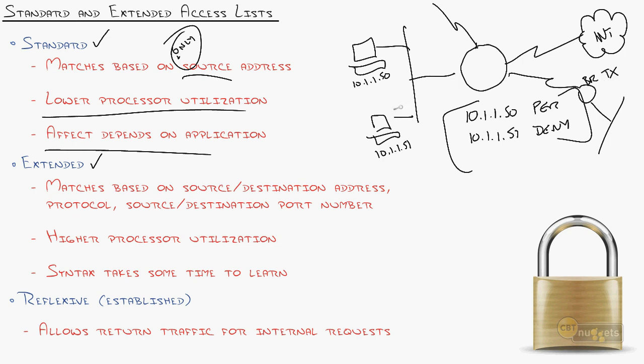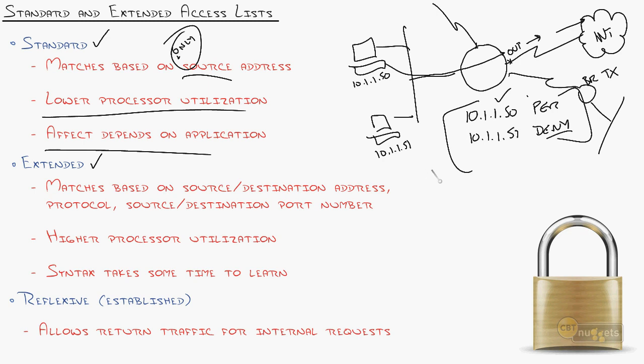So let's say I want 10.1.1.50 to be permitted to access the internet, 10.1.1.51 to be denied from accessing the internet. So what I can do is apply that outbound right here. So as this guy tries to go out to access the internet, he will be filtered. It says, oh, you're allowed. Okay, great. You can go through. This guy, as he comes in, it'll say, oh, sorry, denied. You are not going to be able to access that.